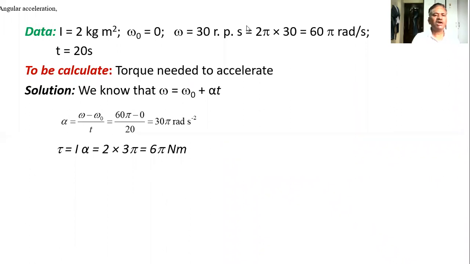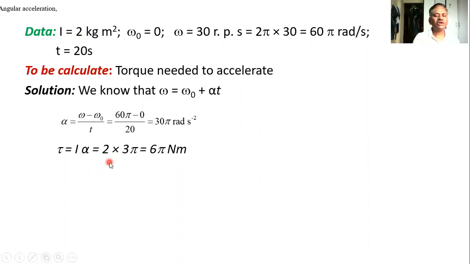Now in this problem, omega 1 equal to 0, and omega 2 you can write as omega. 30 RPS: omega equal to 2 pi into 30, equal to 60 pi. And what is the time here? 20 seconds. Alpha equal to omega 2 minus omega 1 by t, so 60 pi minus 0 divided by 20 equal to 3 pi.